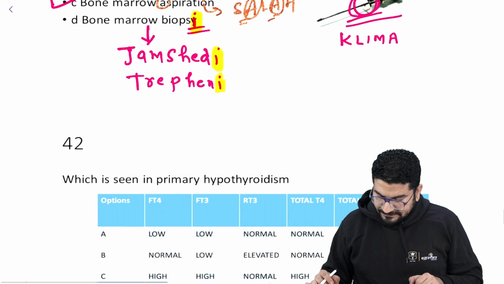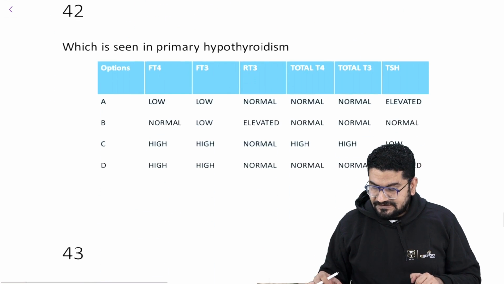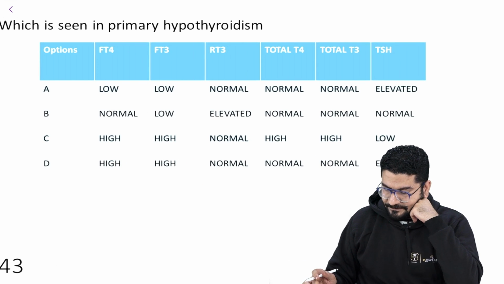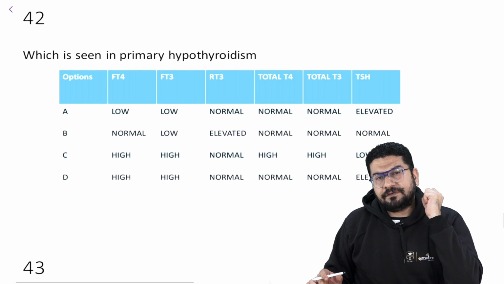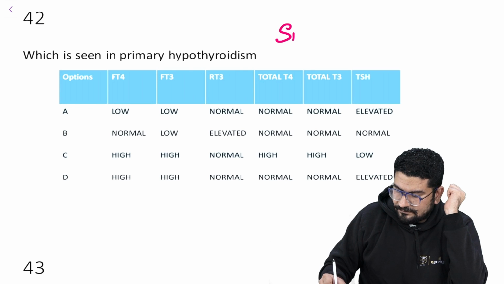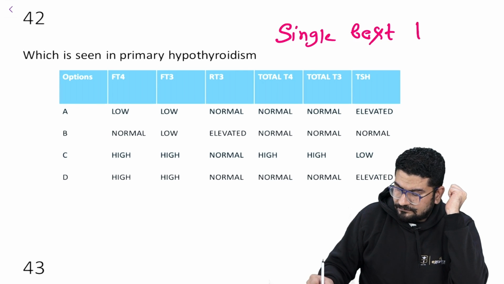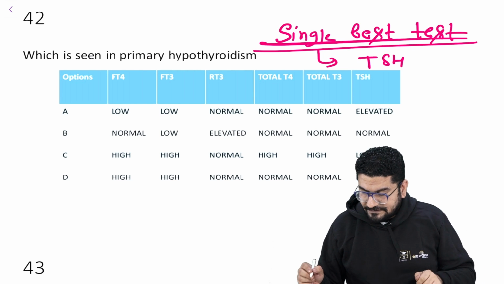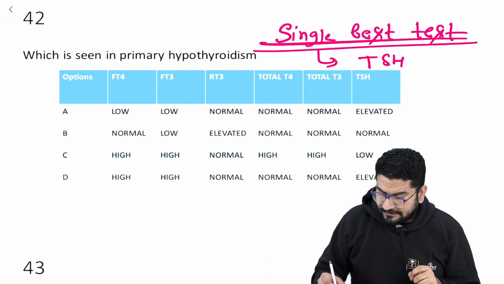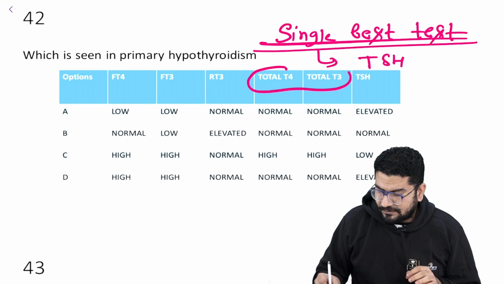Okay, coming to the next question, which you can see is a simple one, but again they have made it in a bigger version, which is primary hypothyroidism. First just try to understand this. Whenever we talk about hypo or hyperthyroidism, the single best test will be TSH, right? But total T4 and total T3 have no real value, so these are not at all good tests.